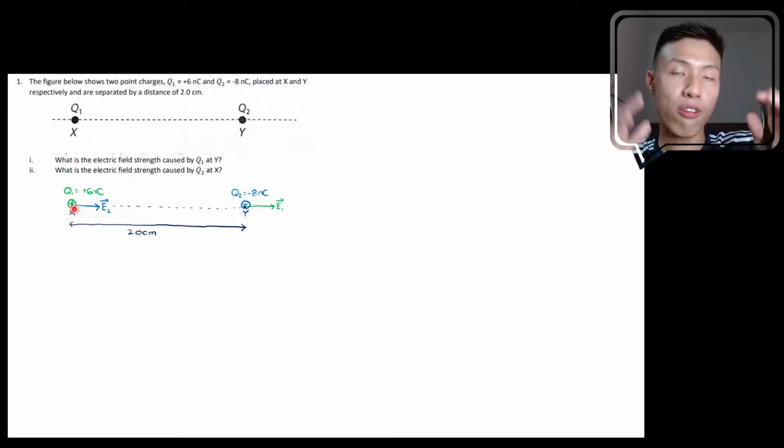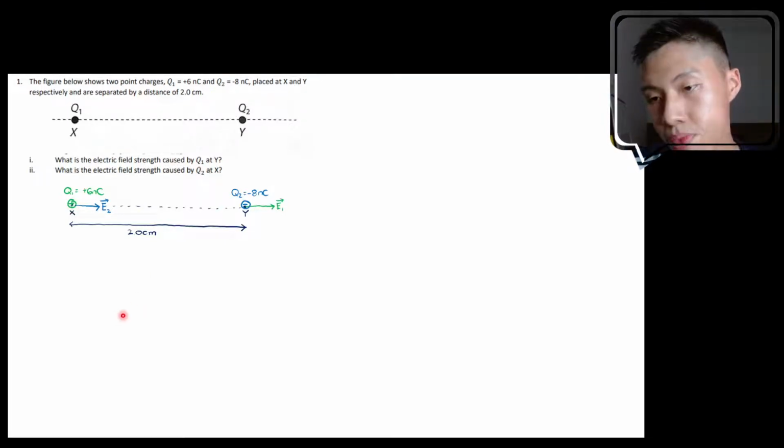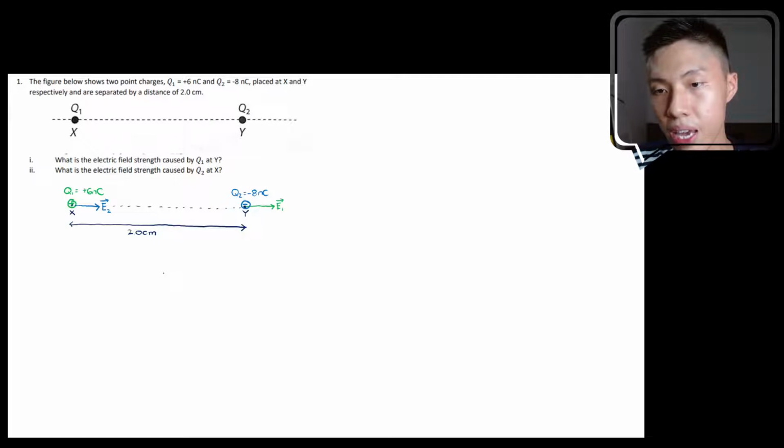Okay, the electric field must be produced around the point charge, not directly at the position of the point charge. So this is the situation we are in now. They ask what is the electric field strength caused by Q1 at Y. So let me do this. Okay, so they want the electric field strength.